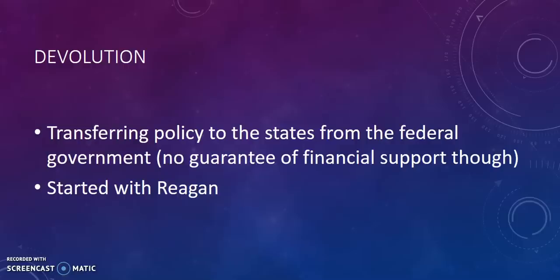Now, since the 1980s, particularly under Reagan, we've seen the federal government transfer responsibility of policy to the states. So they're going to be giving them financial support typically, but there's not necessarily a guarantee. So the federal government sort of wants to stay away from implementing a lot of programs. So you're going to see even with respect to welfare programs, that's going to be shifted to the state government, and that's going to encapsulate devolution.